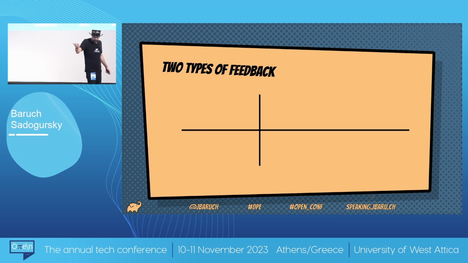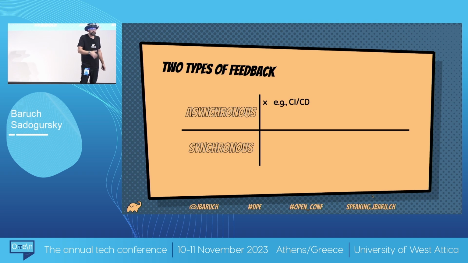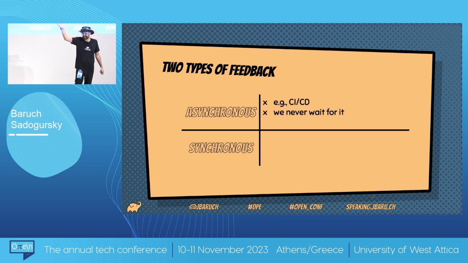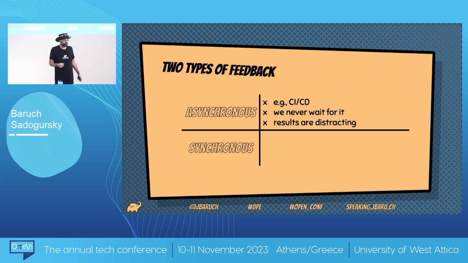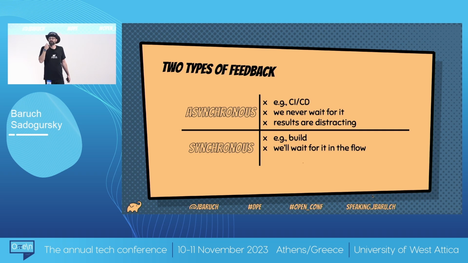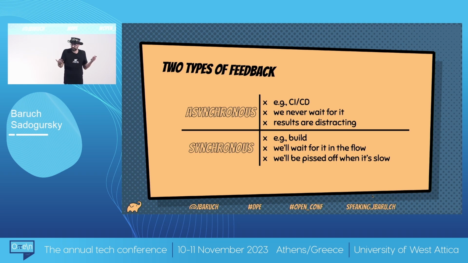Now, there are two types of feedback, asynchronous and synchronous. Asynchronous is your CI/CD. You never wait for it. It takes whatever it takes. It takes half an hour. Fine. The problem is, if your CI/CD breaks, it's very distracting. It brings you out of your flow. This is the context switch. But it happens rarely. Why? Because you do local build. Local build is synchronous. You expect it to be fast because you wait for it while you're in the flow. You wrote something, you run it, 5 seconds, fine. You have your answer if it's good or not. And if it's slow, it pisses us off because it's lose-lose when it's slow. You either wait for it for a very long time or you context switch, and we just spoke about how terrible it is, right?